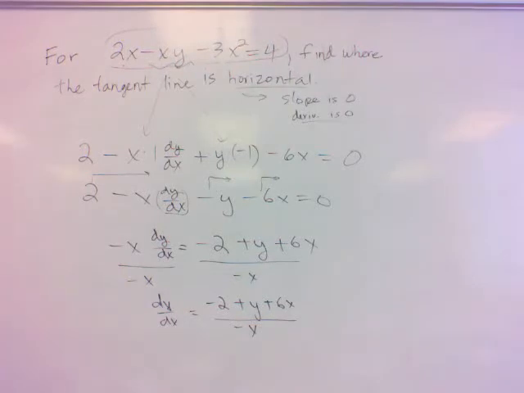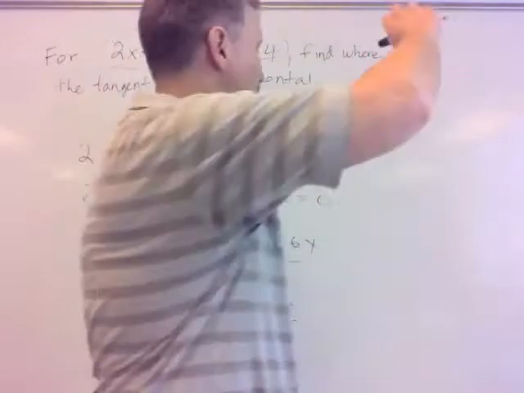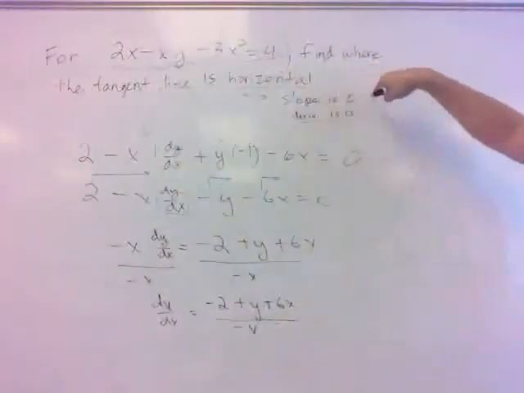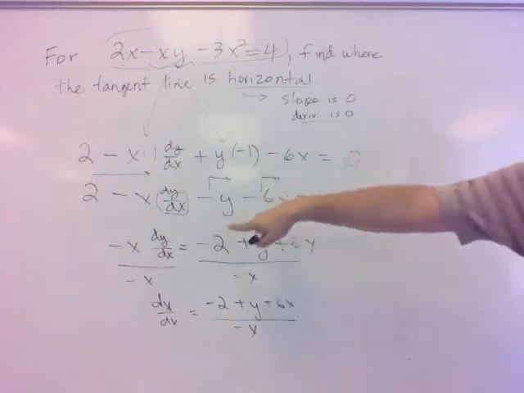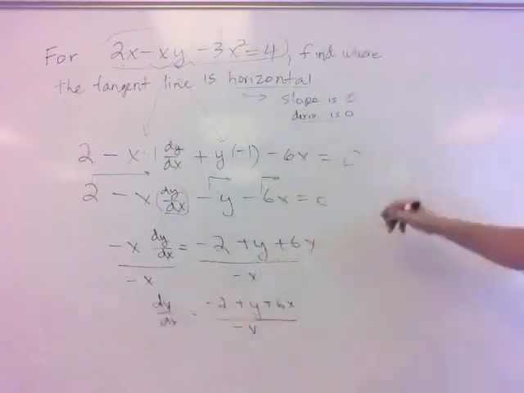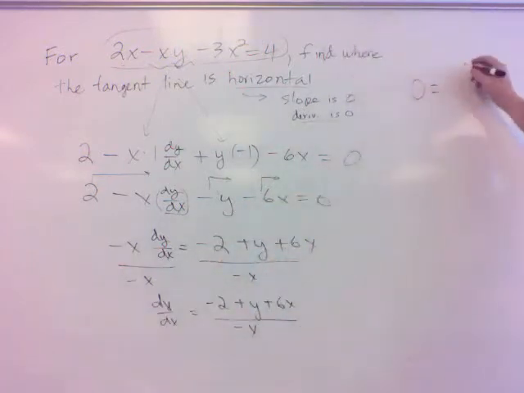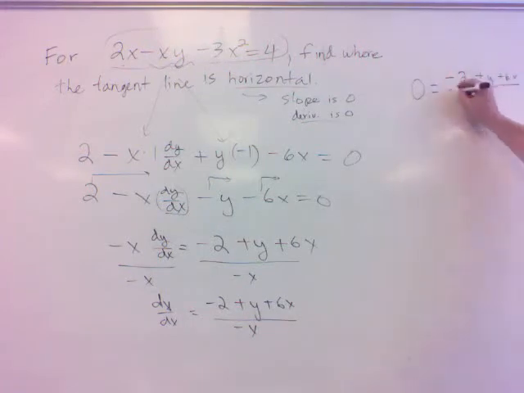All right, but the original goal was horizontal tangents. And where's the tangent line horizontal? When the derivative is 0. Here's my derivative, so I'm going to set my derivative to 0. Then I need to find out where 0 equals negative 2 plus y plus 6x over negative x. And here's what you're going to run into a lot of times when you do such a thing.